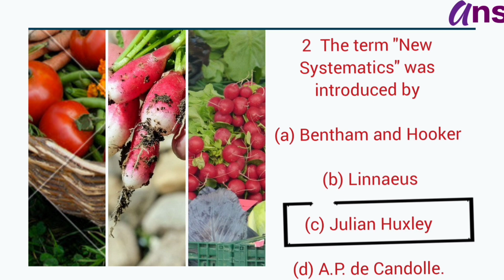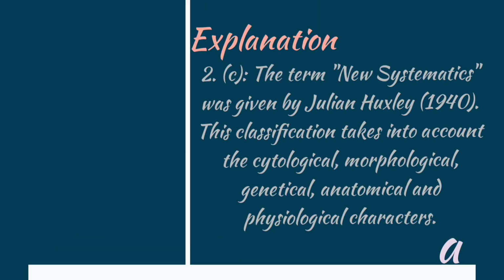And the answer is C. Julian Huxley. Explanation 2. C. The term new systematics was given by Julian Huxley, 1940. This classification takes into account the cytological, morphological, genetical, anatomical and physiological characters.